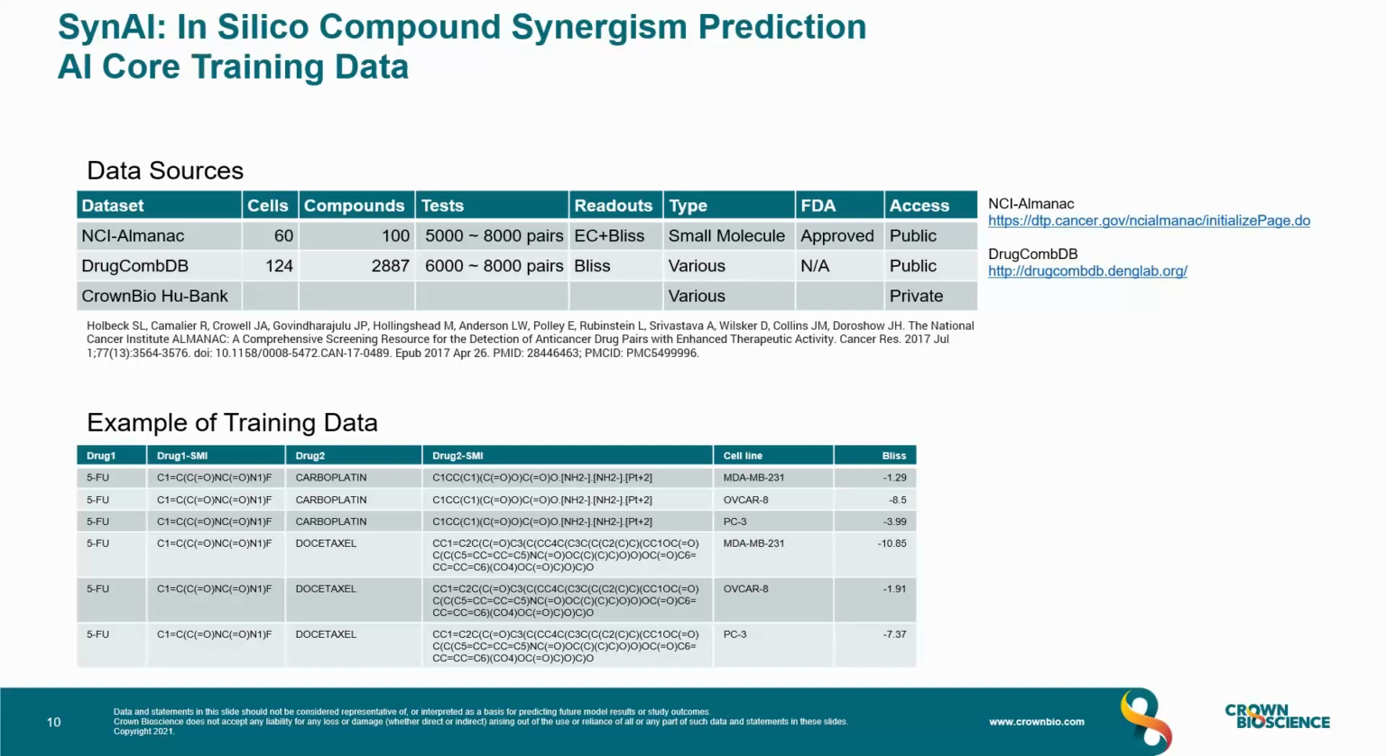So underneath, we can see examples of how such data looks in the actual training process. We have the drug names, we have the SMILE sequences, which we look up from PubChem. That is done, of course, automatically. And also the cell lines, which usually come from the original data sources, and the Bliss scores that have been measured using either viability or toxicity assays.